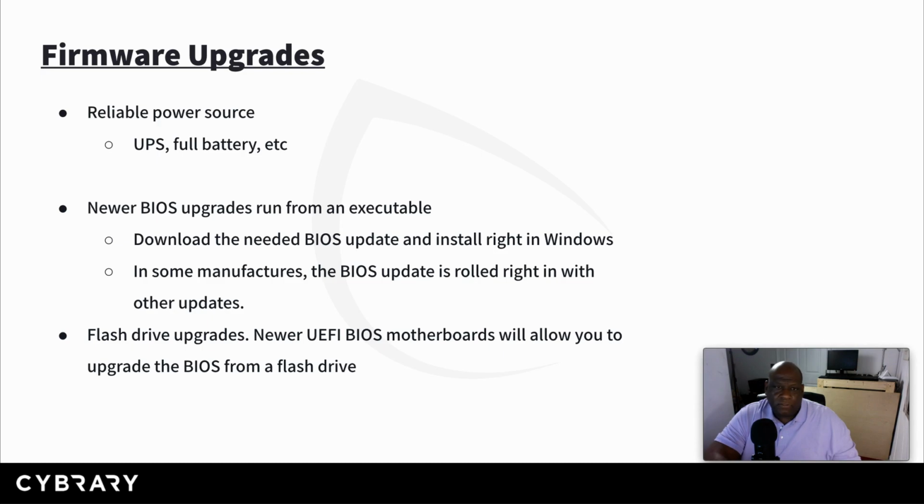Newer motherboards have executables that they can run right off the Windows operating system. Again, check your motherboard manufacturer and system details as far as how to upgrade your firmware, which is in your BIOS. When we're upgrading the BIOS, we want to make sure that the computer is not disturbed at all. We want to make sure we have a reliable power source, whether it's on a UPS. If it's a laptop, make sure the battery is fully charged and it is plugged in. Again, newer BIOS systems do have executables where they could run the upgrades right from the Windows operating system.